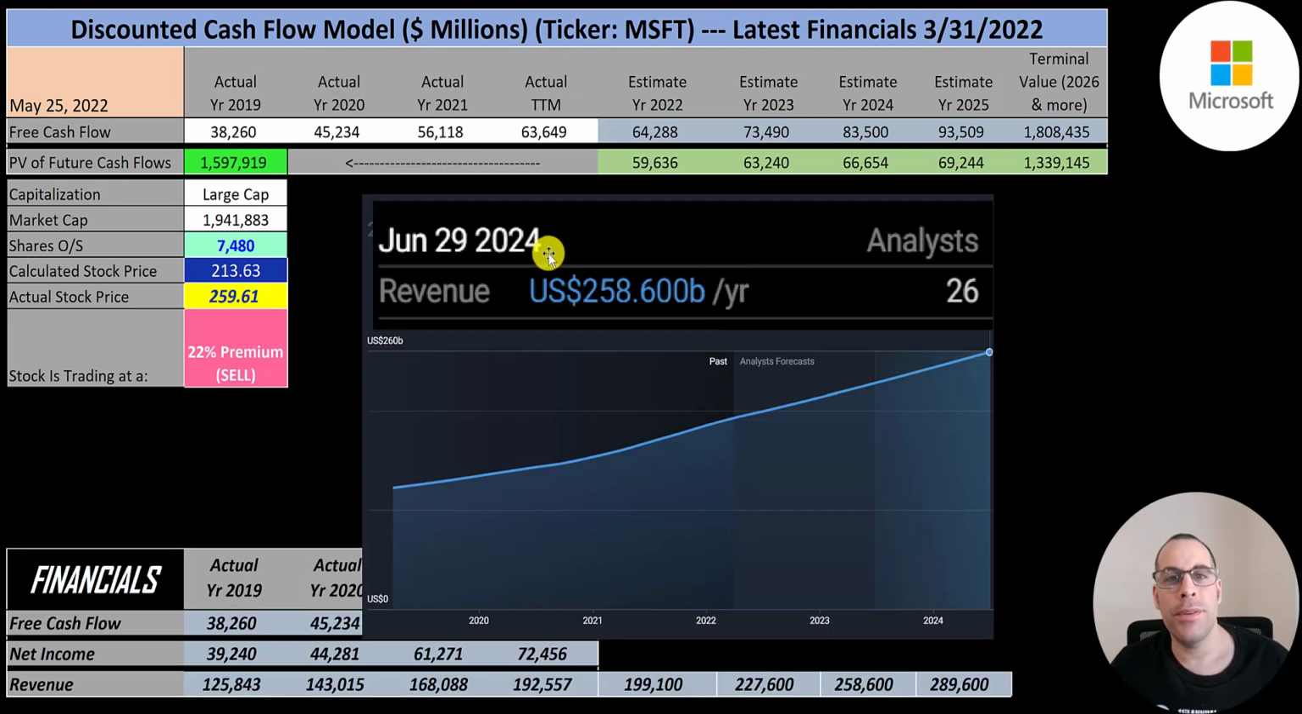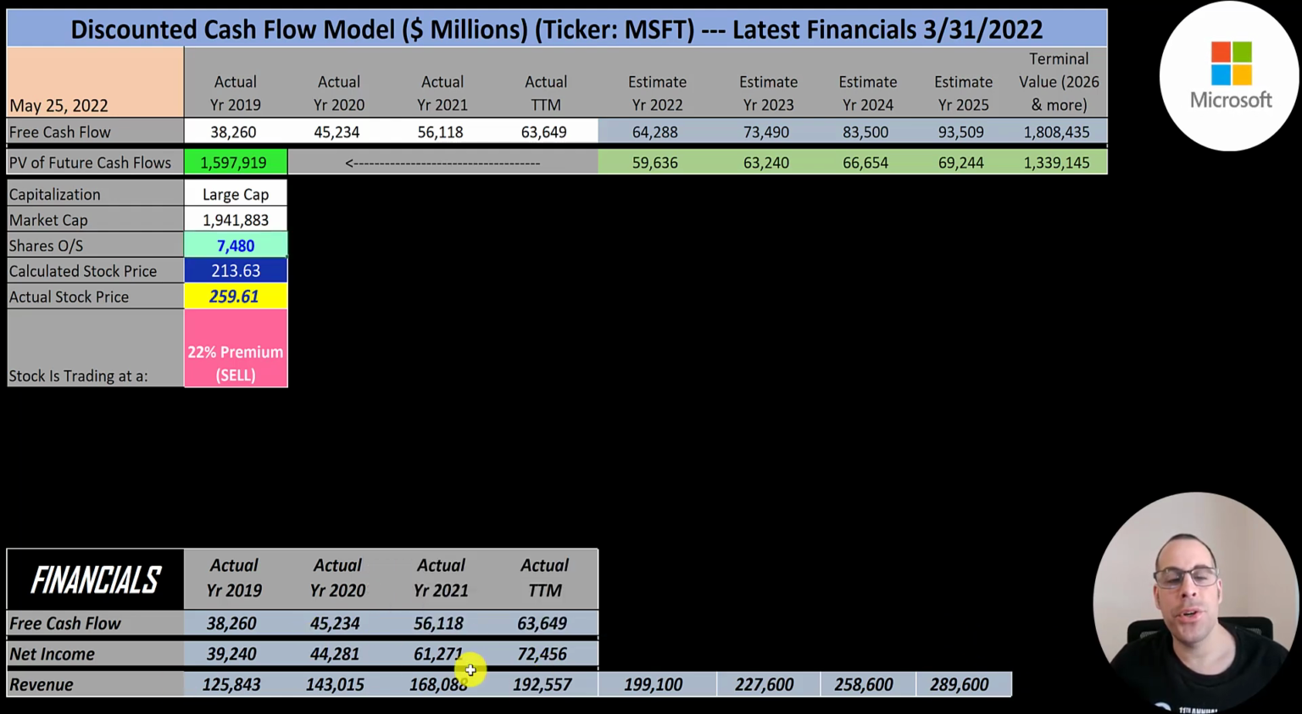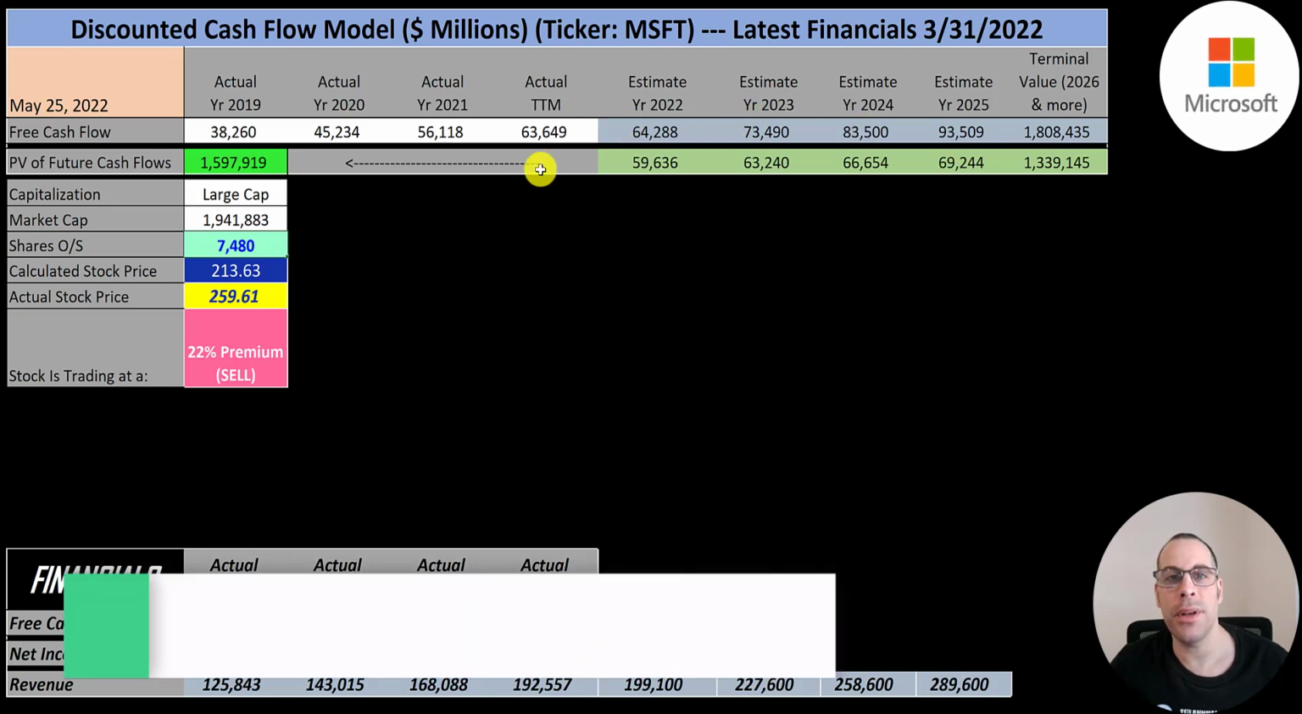Their revenue target for 2024 is $258 billion. And for 2023 it's $223 billion. And for 2022 it's $199 billion. And I continued that growth into 2025 and I got $290 billion. That's how I got their future revenue estimates. They convert on average 32% of their revenue into free cash flow, so I multiplied their future revenue estimates by 32%. That's how I got their future free cash flows.